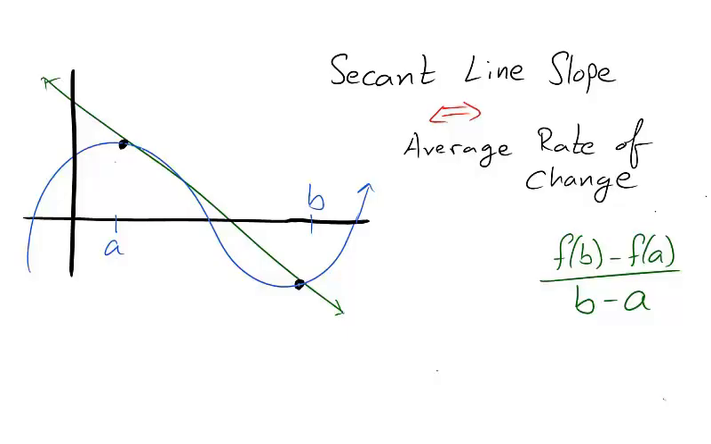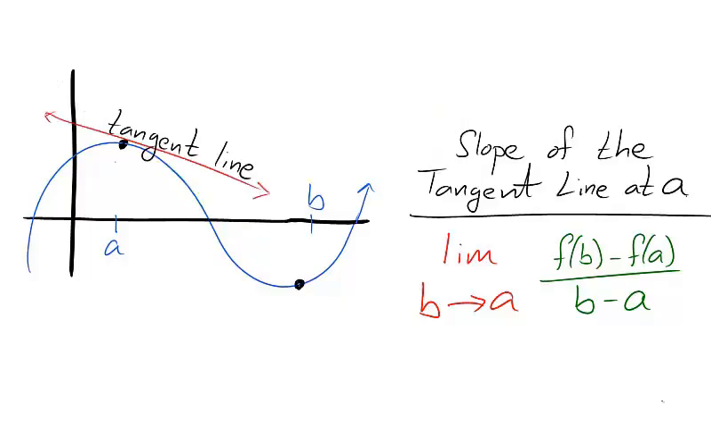Recall from section 1.4 that a secant line between the points Q and P has a slope that is an average rate of change. As the tangent line at x equals a is found by taking the limit of secant lines between x equals a and x equals b while b is drawn towards a, the slope of the tangent line is the limit of the slope of the secant lines as b approaches a. Therefore, the slope of the tangent line at a is the limit of the average rate of change for f between a and b as b approaches a.